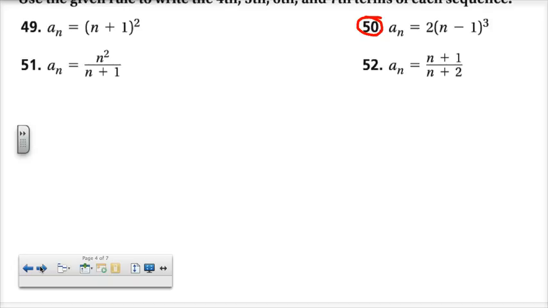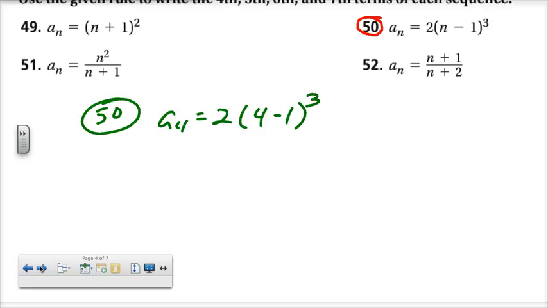All right. Now number 50 says use the given rule to write the 4th, 5th, 6th, and 7th terms of each sequence. So they're just making sure that we remember how to write these. This is an explicit rule, so to find the 4th term we need 2 times the quantity 4 minus 1 cubed. So that will give us 2 times 3 cubed, which is 27, and that will be 54.